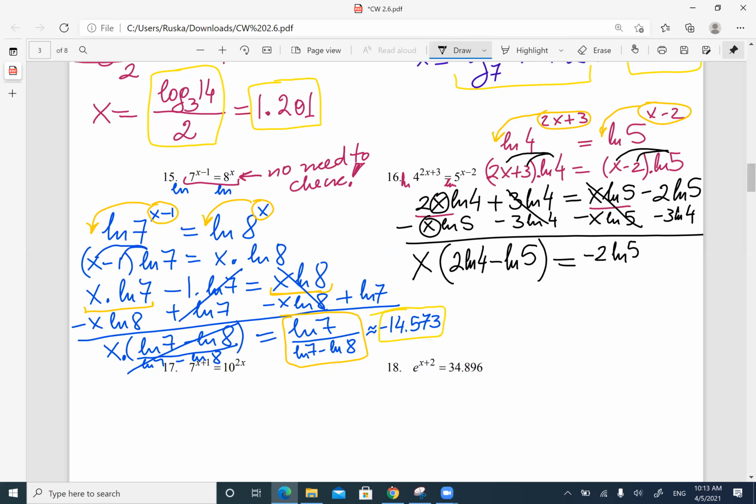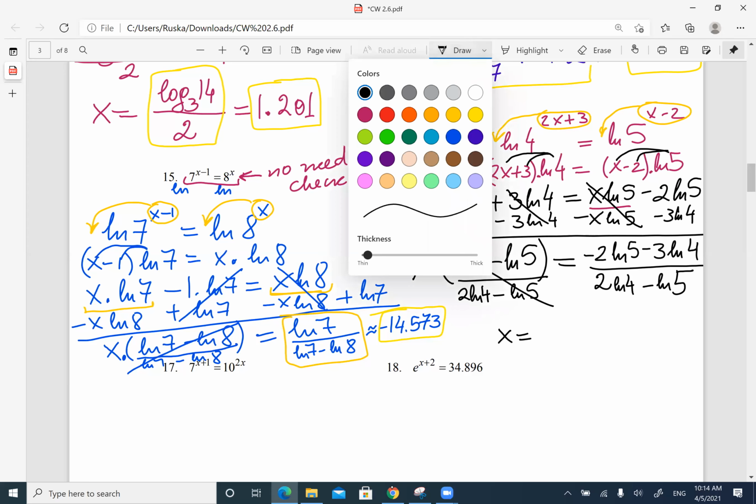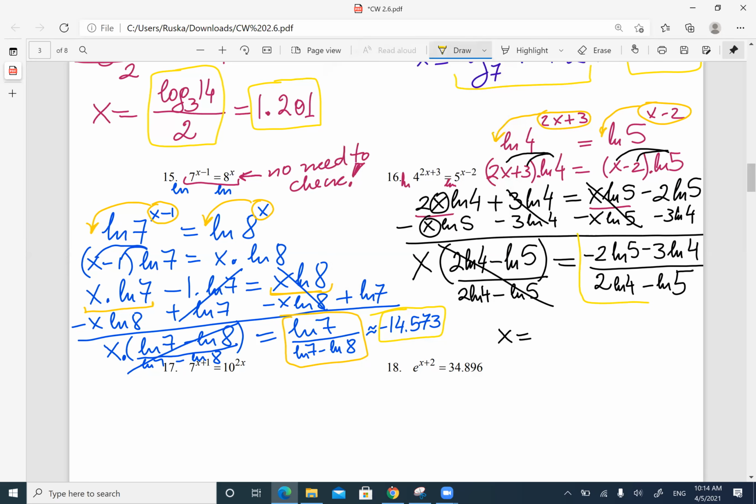You don't combine ln 5 and ln 4, just write it down. Minus 3 ln 4. They're going to go in the calculator, so just bring it down. Then you're going to divide both sides by 2 ln 4 minus ln 5. So when you do that, all these cancel, so you get x equals, now this is the exact solution. All this is the exact solution.